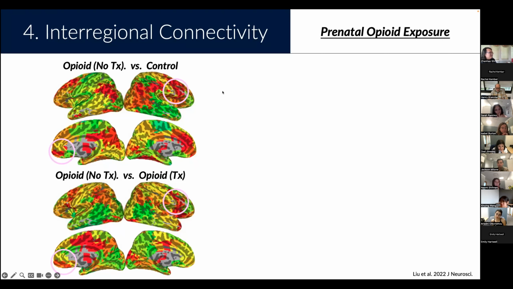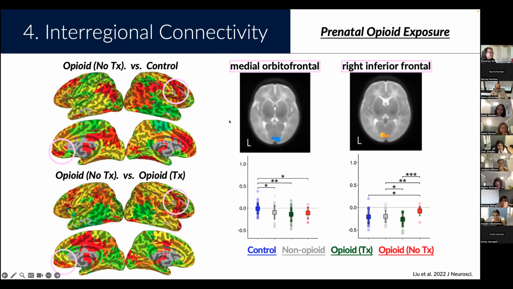And they found that the babies of mothers who did not receive treatment tend to have abnormal connectivity patterns in the right lateral prefrontal cortex and in the medial orbitofrontal cortex. So these two regions have particularly different brain connectivity patterns compared to the other groups of babies. And what they found is that for this medial orbitofrontal cortex, there was significantly reduced connectivity in babies whose mothers were not treated.